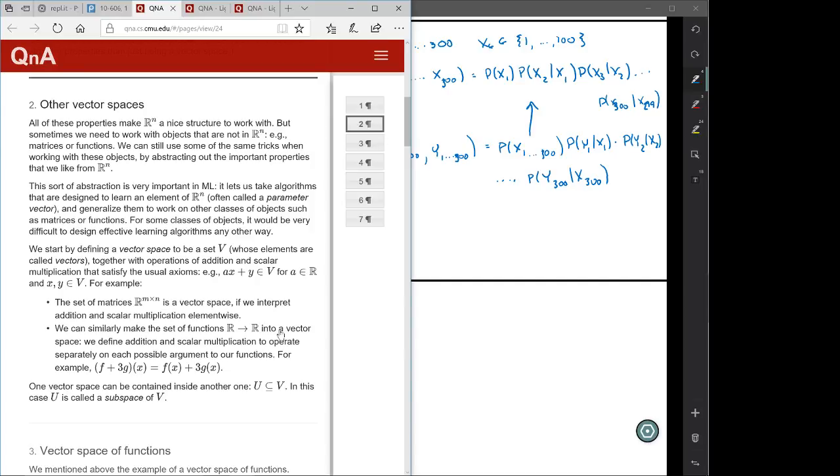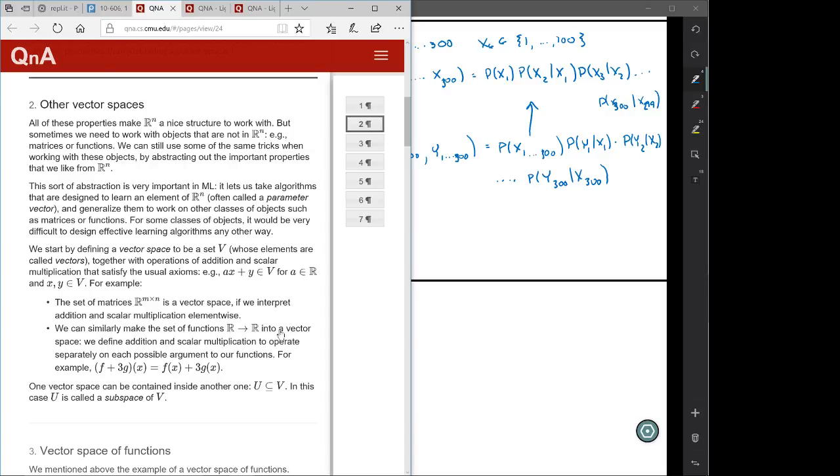So before we do that, this kind of abstraction is really important in machine learning because there's a ton of machine learning algorithms that are designed to work on elements of Rn, right? So if you want to learn an element of Rn, which is often called a parameter vector, right? Like it could be the coefficients of a linear regression or the weights of a neural network.